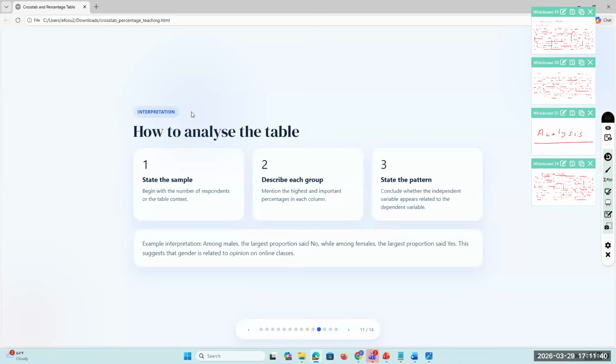Eddie, I want to try. Wait, let's take a few seconds. Look at the steps of how to analyze the table, and then out of what you are looking at on your screen, just give it a try. What Monica said is part of it. Somebody spoke first earlier, so what she said was part of it. What she said fell under mention the highest and important percentage in each. So you realize that she mentioned some of the highest. And then Teresa also mentioned some of the characteristics of some of the things she's seen. So she's also describing the group. So that also is there.